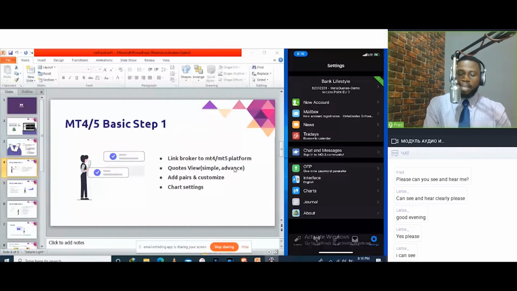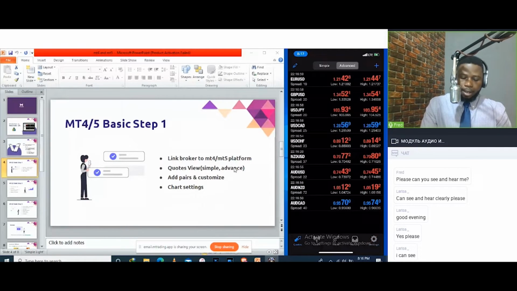If you only have the MT4 platform, you can also create a demo account on which you can place your trades without even having an account with any broker. That's what I'm using at the moment. So guys, right here we are on the advanced view, where we can see the spread that will be charged if we place a trade on the Euro USD. You can see the next one, there's GBP USD, USD JPY and other currency pairs we have right here.